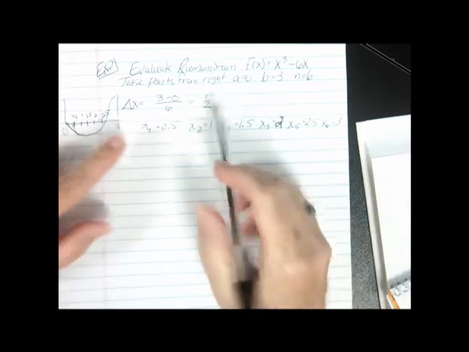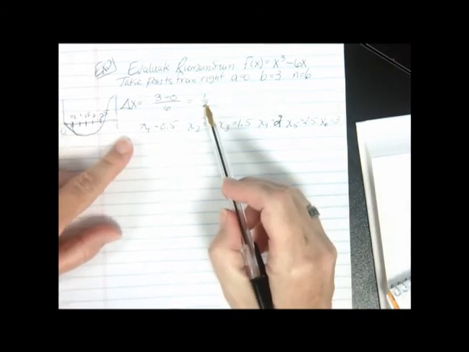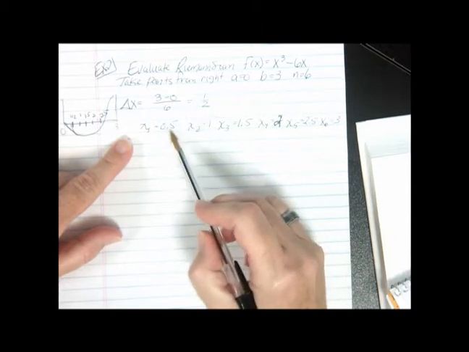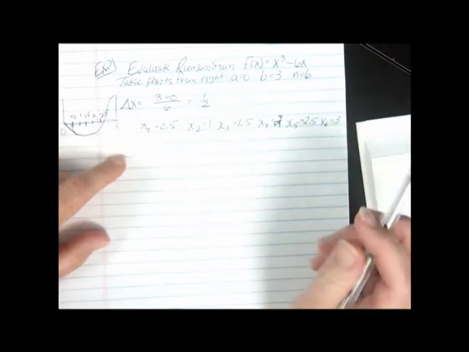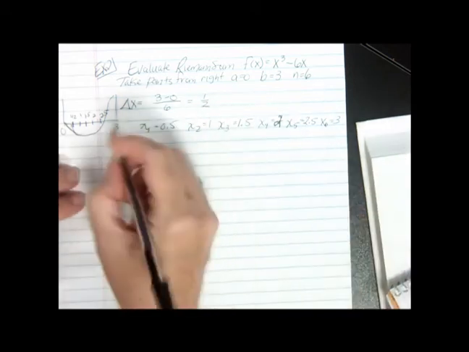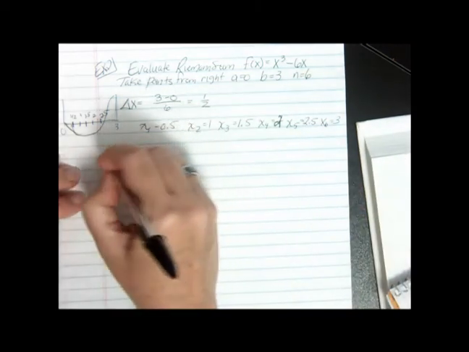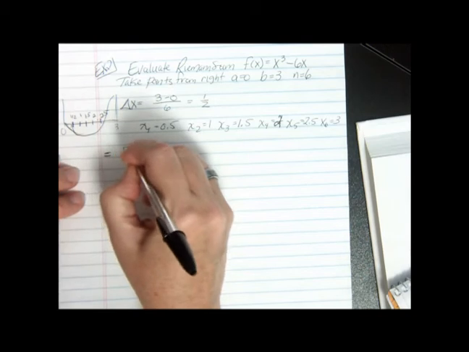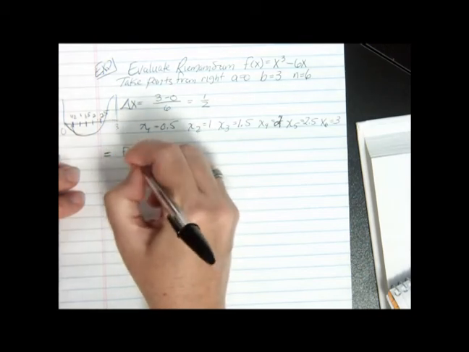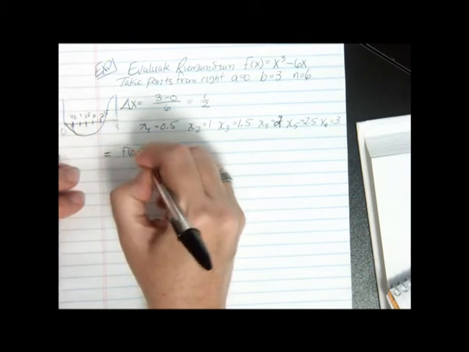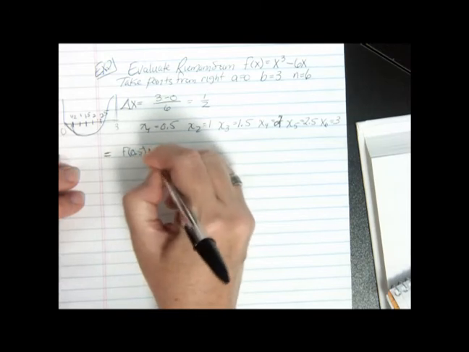Okay, so here I have my width, and I have my points on my right that I'm going to use. So how would I figure out what my sum is there? Well, I'm going to take my f of x, and I'm going to substitute in that 0.5 and multiply it by delta x, which is my width.